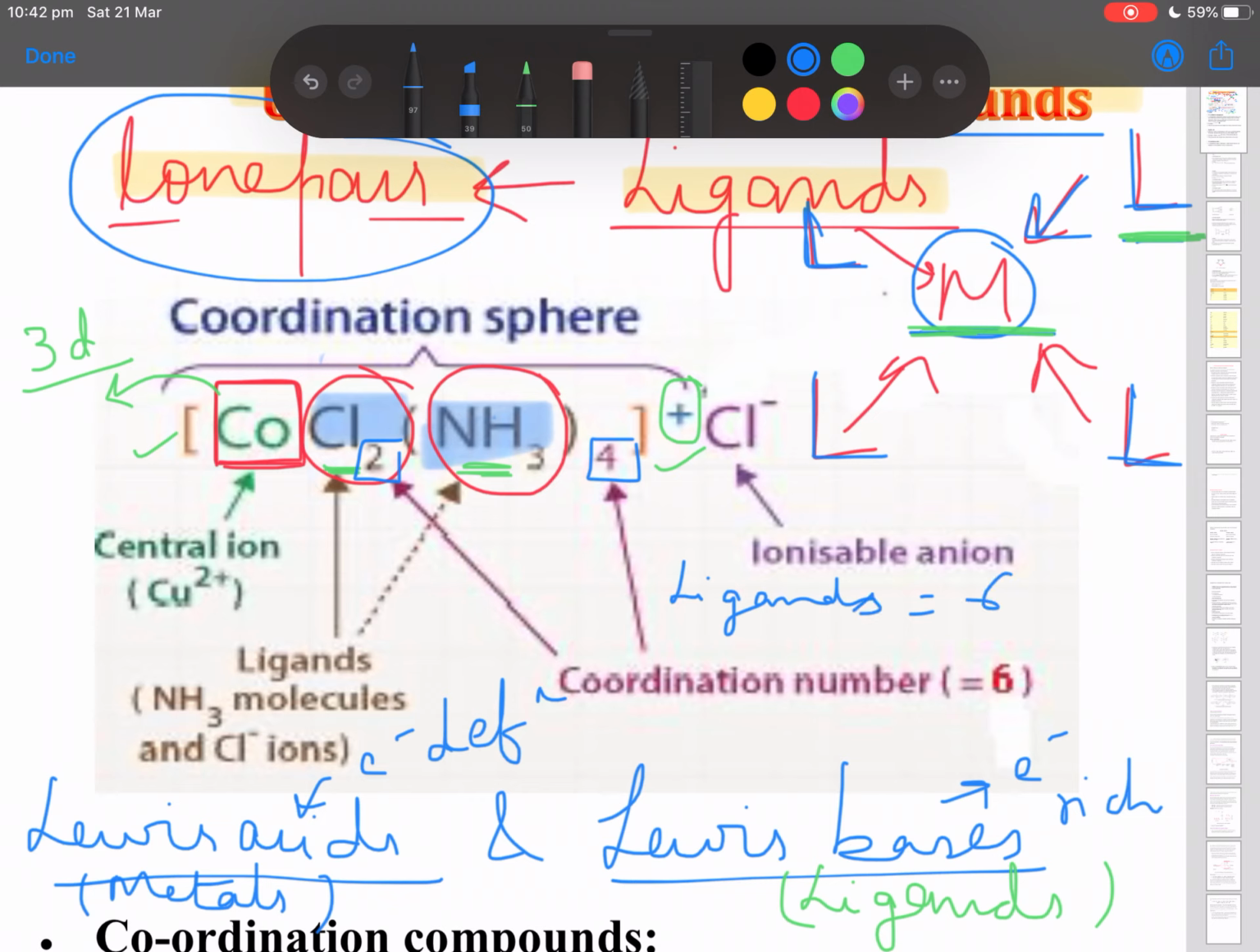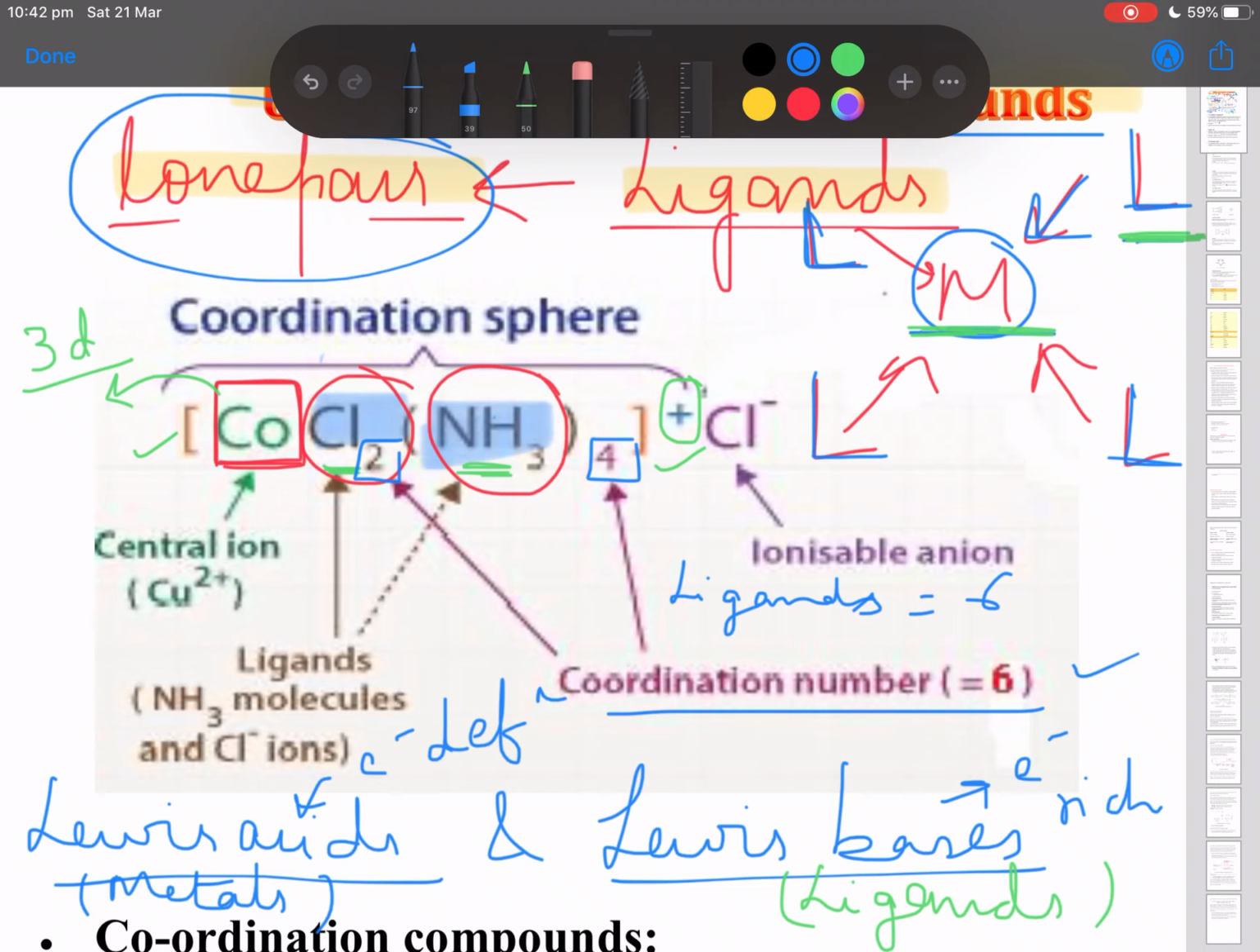And the number of the ligands which are coordinating with the central metal atom helps you to understand the coordination number. Therefore, 4 plus 2 is 6. Hence, the coordination number of this complex is 6. Okay. So this is a brief idea. Hopefully you understood. I just repeat once again.